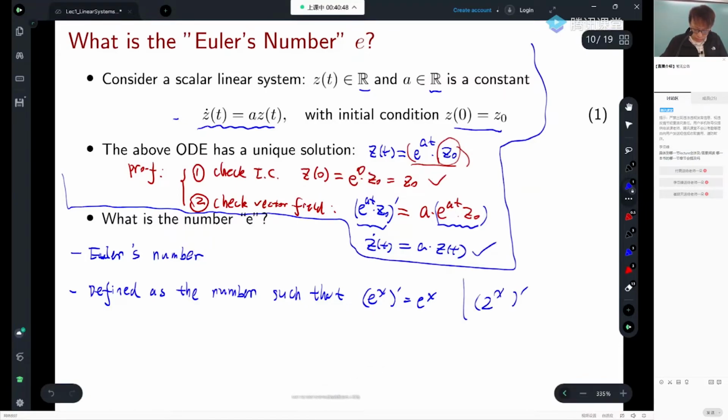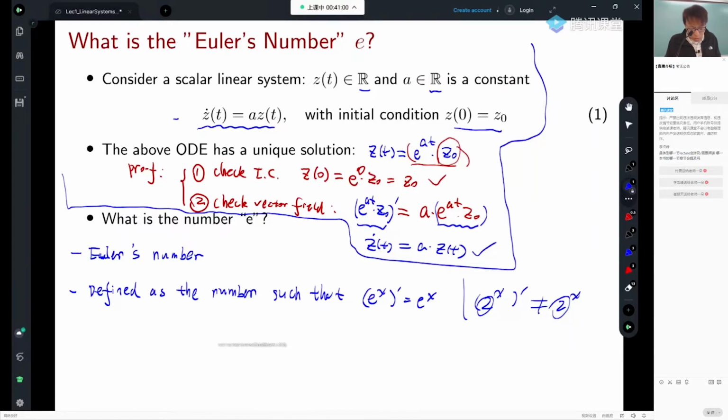Take 2 to the X and its derivative. You can take the derivative and find out it doesn't equal 2 to the X. Right? This is 2, this is 2. You can try 3. It doesn't work. You find out, oh, E is the magic number such that these two things are equal. E is just defined in terms of solving the differential equation we care about, right?